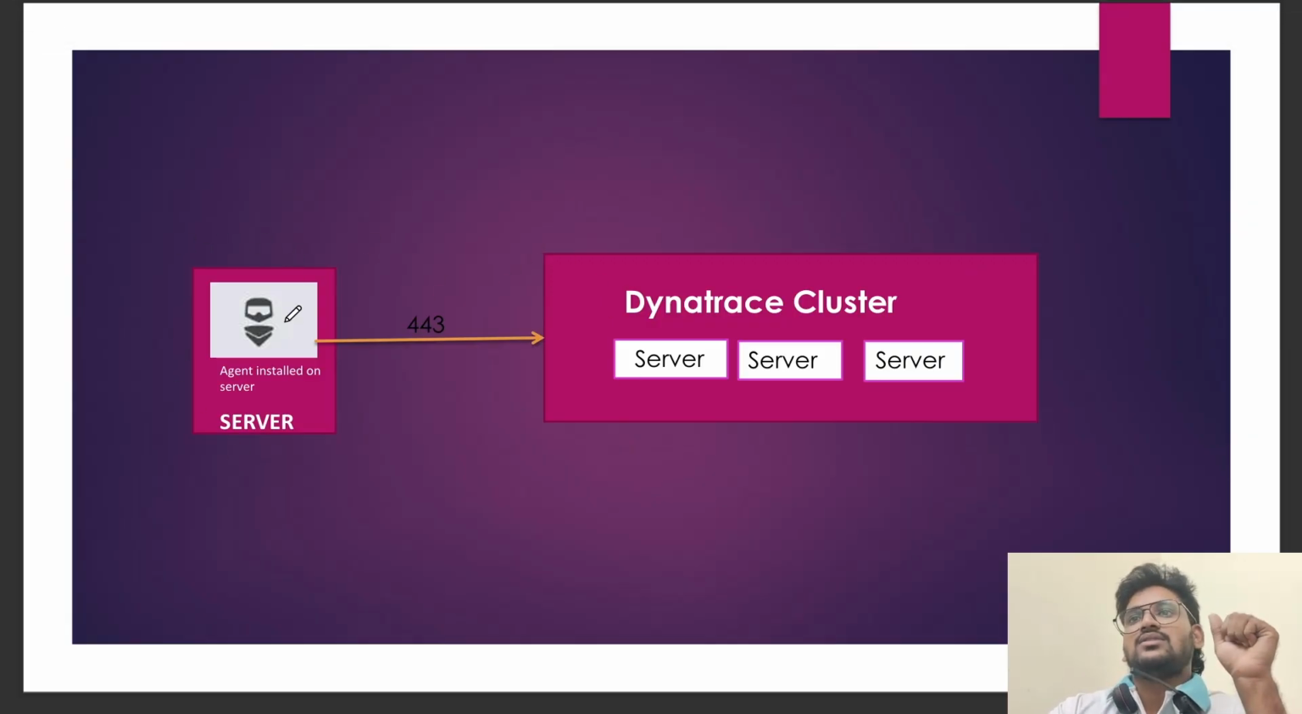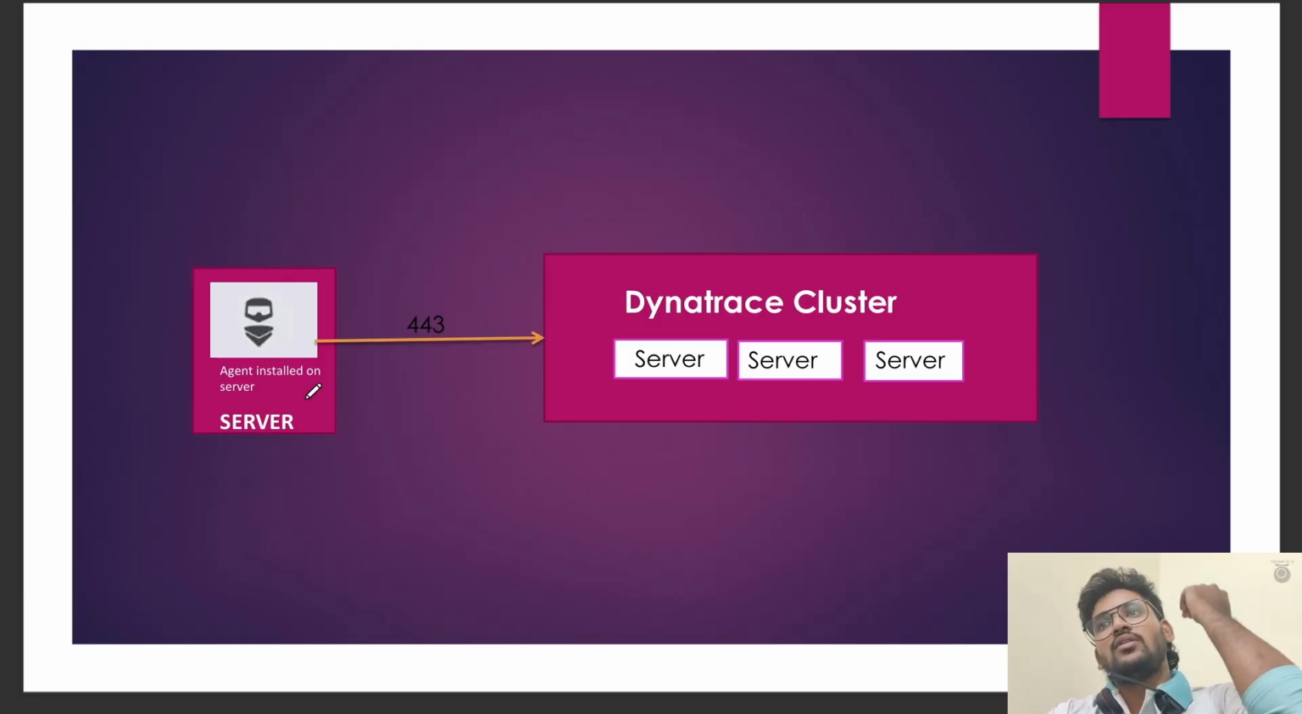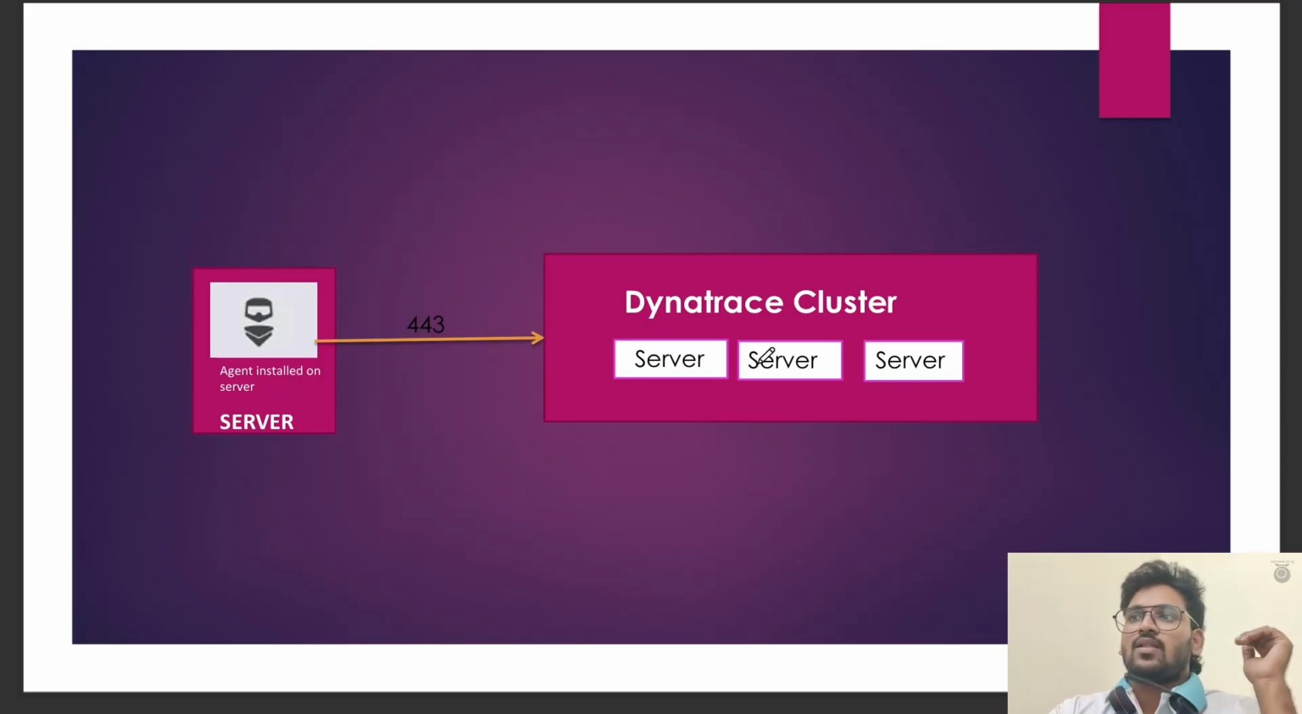The agent is installed, and the agent is getting all the data, and it is sending all the data to the Dynatrace cluster. Now the agent is there and the Dynatrace cluster is there. It is sending the data to the Dynatrace cluster on port 443. If there are a few servers, okay. Here the Dynatrace cluster also has many servers because we are receiving multiple data from multiple servers. It has to handle it.